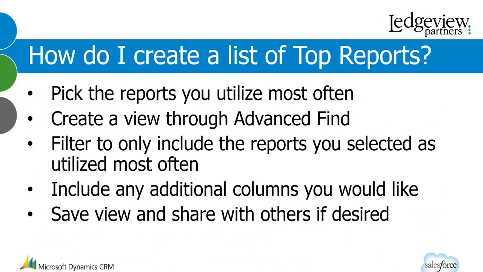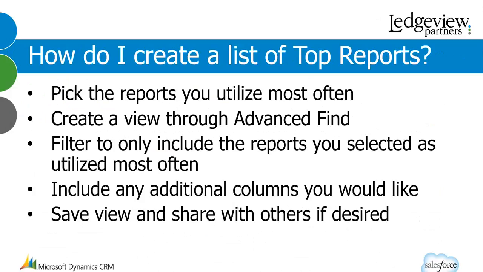Our next question is, how do I create a list of top reports? This is a great question. And the way to do this is you would want to pick your report. So if report 200, 210, and the ones I went over earlier, 500 and 510. Those are reports that you look at on a daily or weekly basis. You would want to pick those reports, then create a view through Advanced Find. Set it to reports, and then in your filtering section, select reports, and then choose those 4, 5, 6, however many are your top reports.